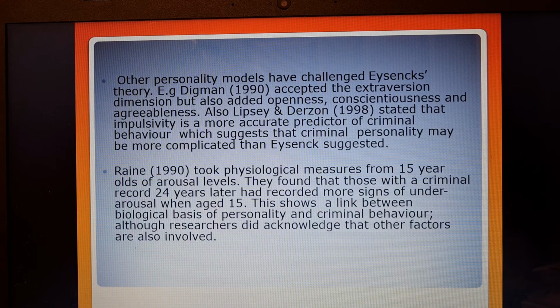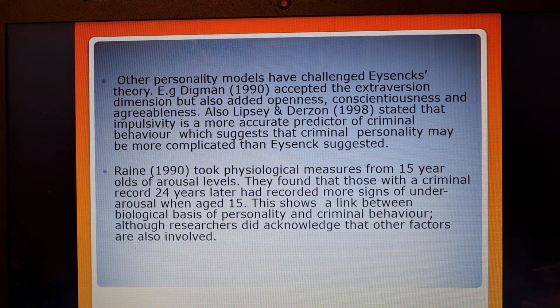Other personality models have, however, challenged Eysenck's theory. For example, Digman in 1990 accepted the extroversion dimension, which could be relevant, but Digman added other personality characteristics such as openness, conscientiousness and agreeableness. Furthermore, in 1998, Lipsey and Derzon found that impulsivity was a more accurate predictor of criminal behaviour, more so than extroversion or other traits Eysenck suggested.